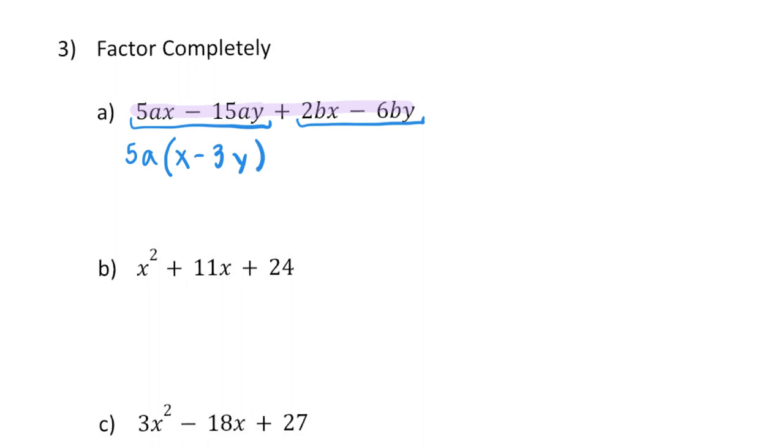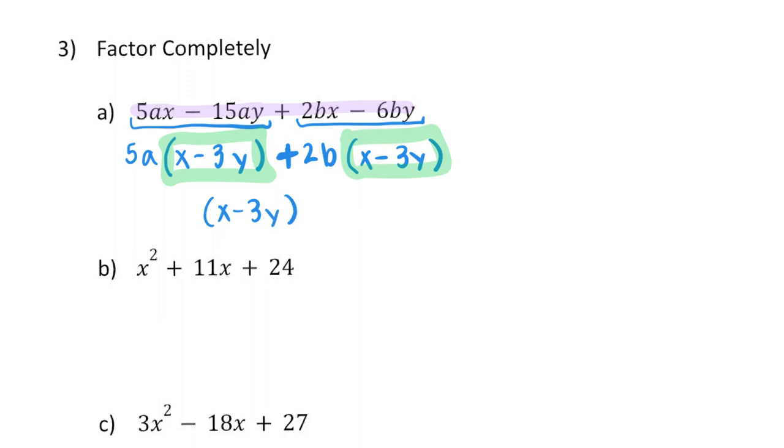And in my second group, I have a positive 2b. This sign right here is going to take on whatever sign is next to the first term. So we'll factor out x minus 3y. Okay, and from there, both groups have the common factor here of x minus 3y. So because of that, we will factor out the x minus 3y. We'll write that factor out in front, and then we will write whatever's left over from each of the groups after I factor the x minus 3y out. So here I have a 5a plus a 2b.